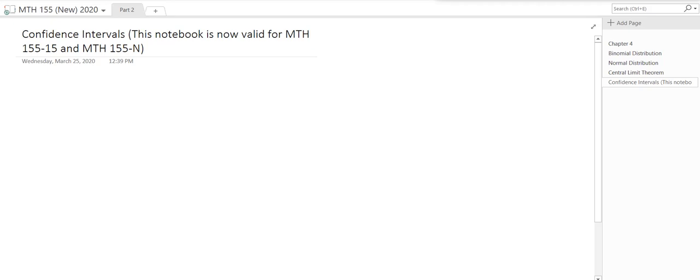Okay, we're going to start our introduction into confidence intervals right now. And to start with, I'm going to do a bit of a review process here. So, if you recall, we were talking about normal distributions and we had different types of population distributions.